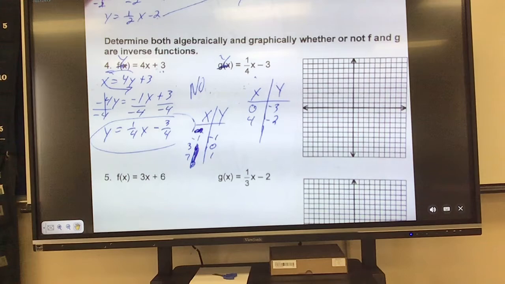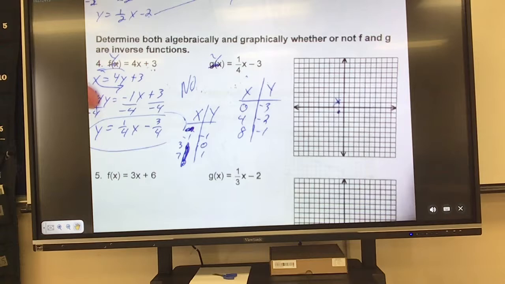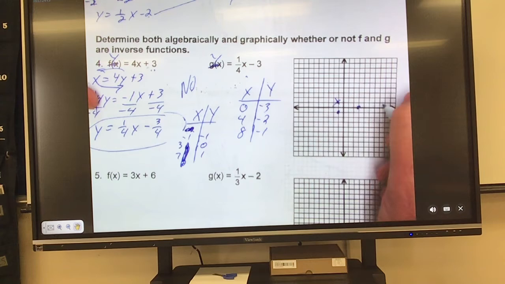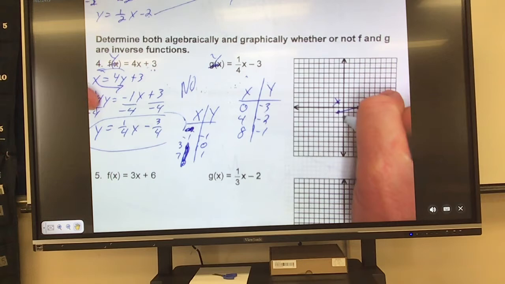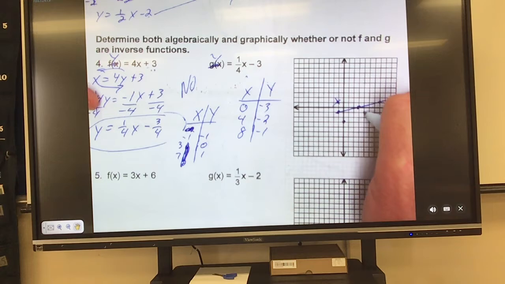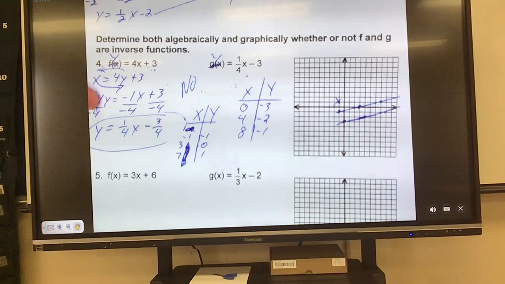Okay, so let's just graph these guys. Over negative 1, up 1. I'm sorry, down 1. That point's no good. Okay, over 3, 1, 2, 3, 0. And over 7, 1, 2, 3, 4, 5, 6, 7, up 1. So it goes right here. Okay, the other graph is over 0, down 3. Over 4, down 2. And over 8, that was 4, 5, 6, 7, 8, down 1. Now I can see that these guys are basically parallel, so they're clearly not mirror images of one another, or they're not inverses.